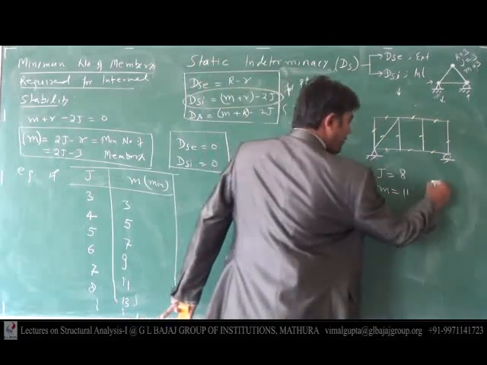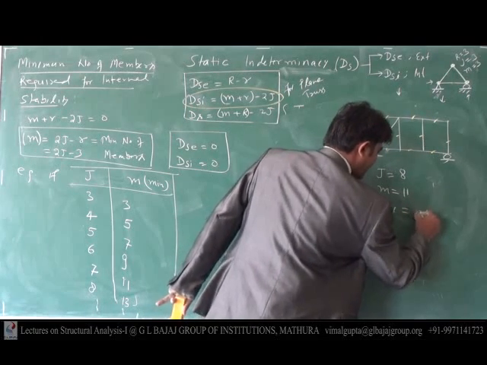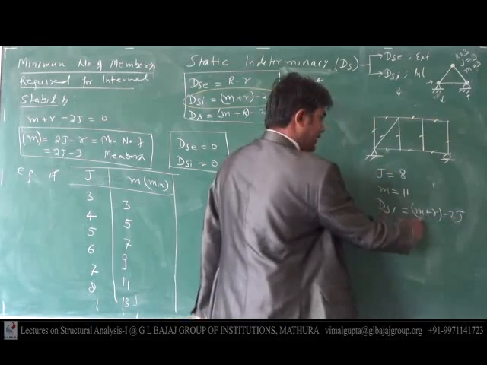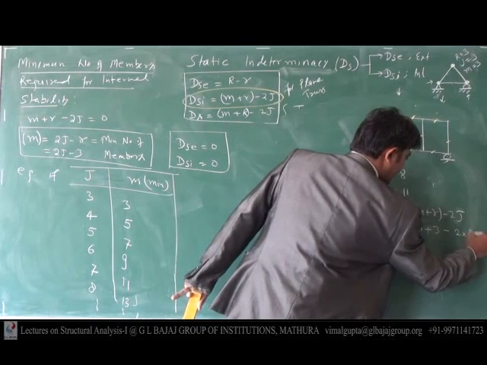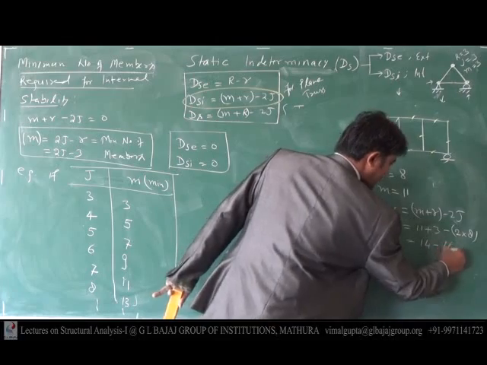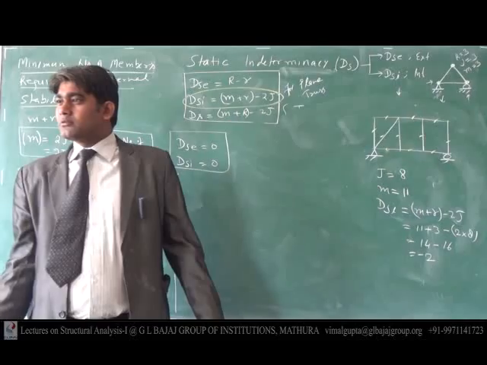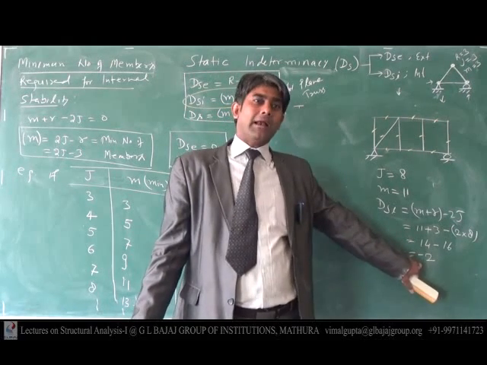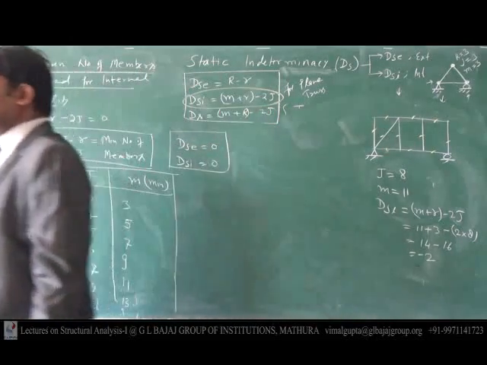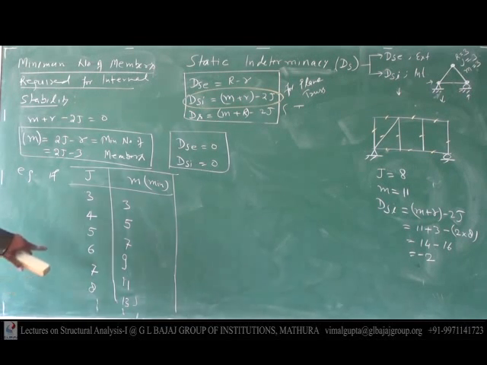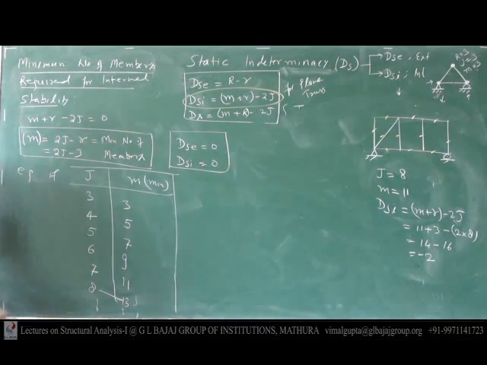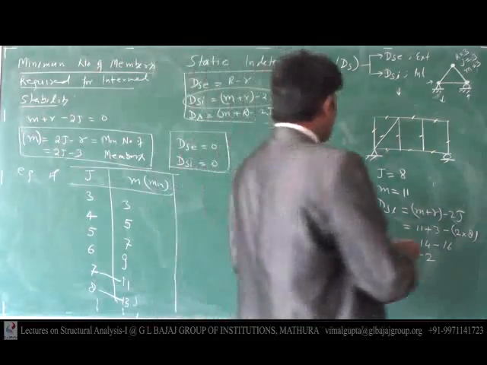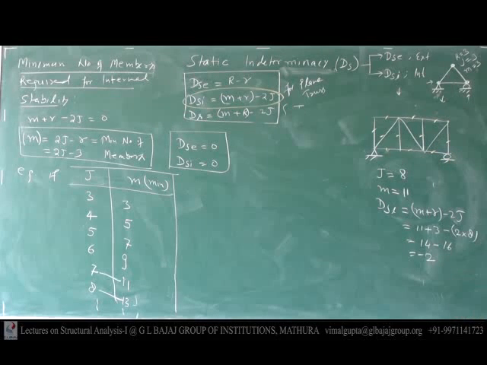If we calculate the value of DSI, it will be small m plus r minus 2j, that is 11 plus 3 minus 2 times 8, so 14 minus 16. It will be minus 2. If it is minus 2, then unstable. And two members are required. Minus 2 means 2 members are required in case of a truss. The table also explains that for 8 joints you need 13. So with 2 members, one here and another here, it will be stable.